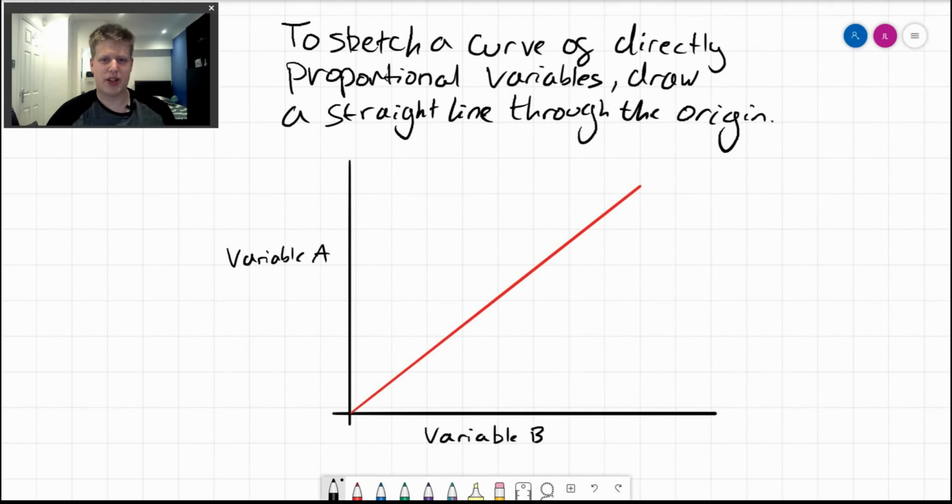Sometimes they'll ask you to sketch direct variation or direct proportion on a curve. So have a look at what it would look like. All you need to do is draw a straight line that goes through the origin. Now the origin is just the coordinates 0, 0. We have a straight line to show when variable A increases, variable B also increases.